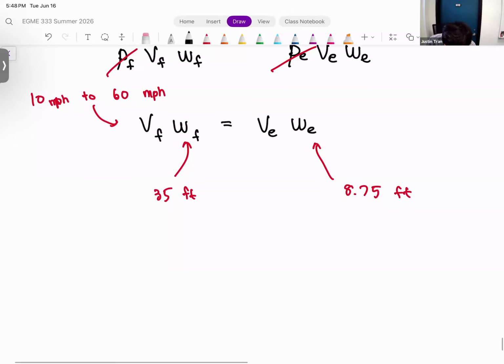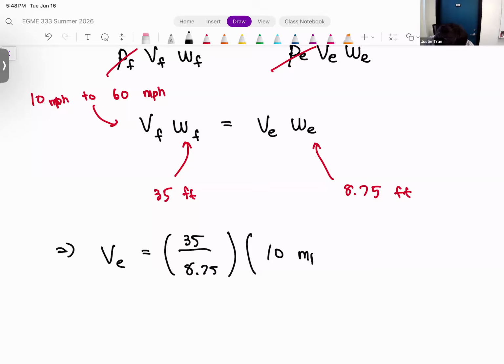All right, so we plug all that in, and what we get is the velocity in the experiment must be 35 divided by 8.75 times our range of 10 miles per hour to 60 miles per hour. So what you can see here is that for our experiment, in order to maintain similitude, in order to make sure that our experiment results are consistent, we have to speed up the flow. So we're using a smaller sign, but with that smaller sign, we have to speed up the flow in order to make this similar.